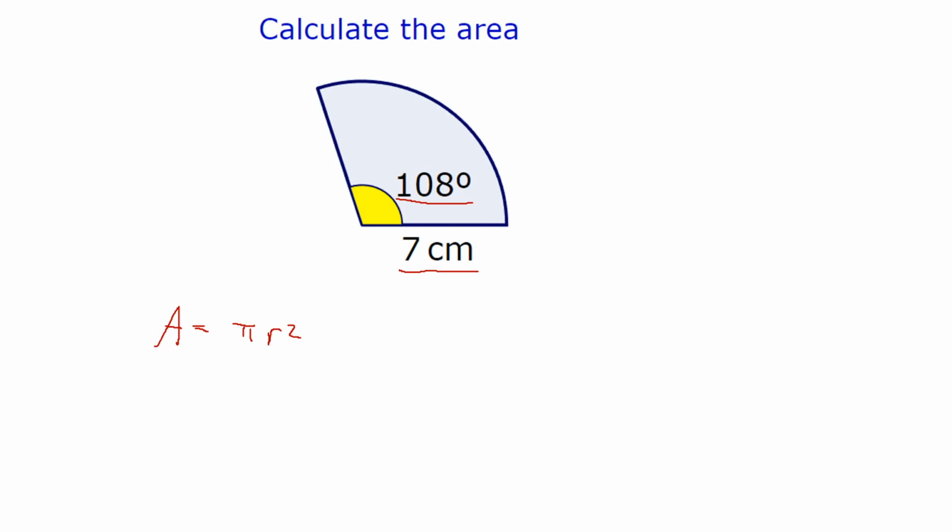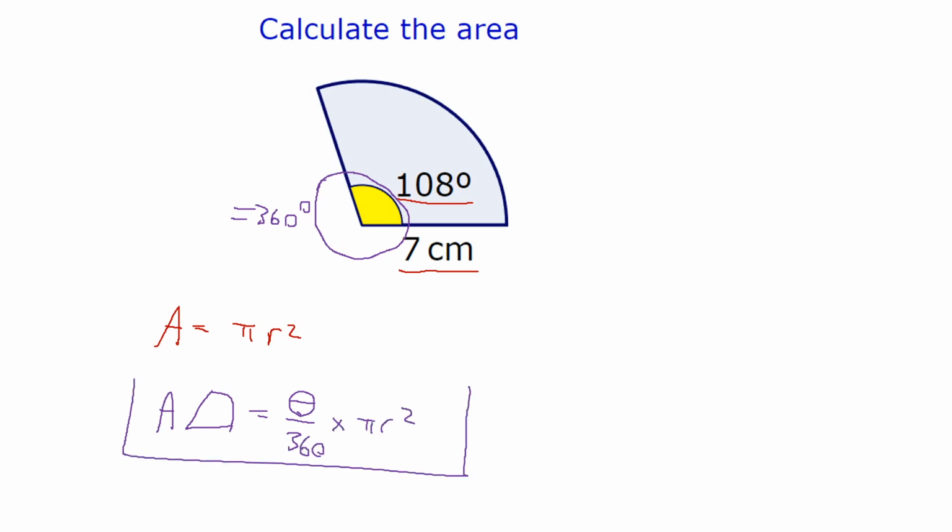But remember, this is for a full circle, and if you guys remember in the last one, the full circle is equal to 360 degrees. In the last video, I told you to work out the arc length we need to do theta over 360, and this one is going to be no different. The area of a sector is going to equal theta over 360 times pi r squared. Write that down. That's going to be your bread and butter for answering these questions.